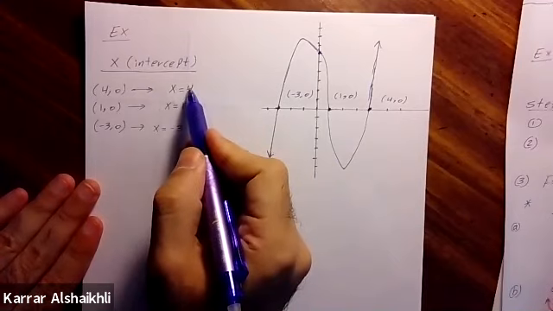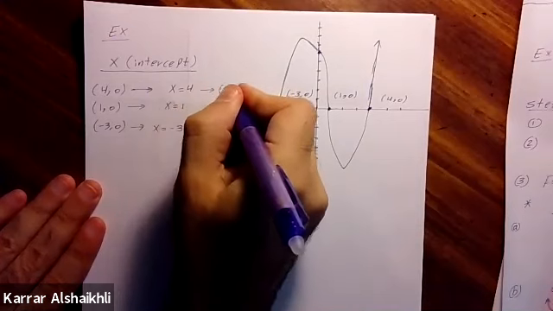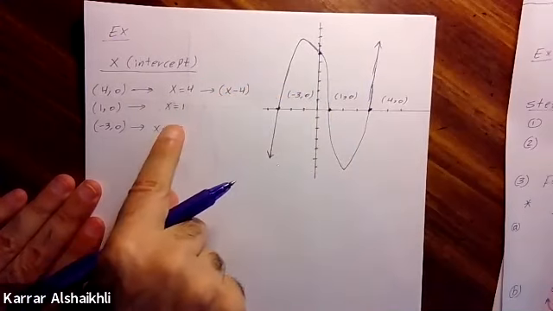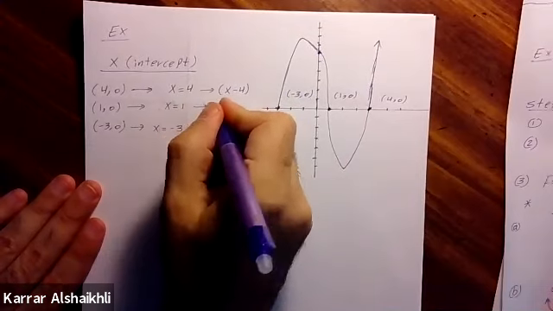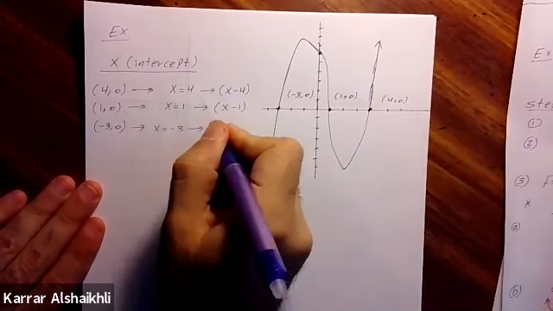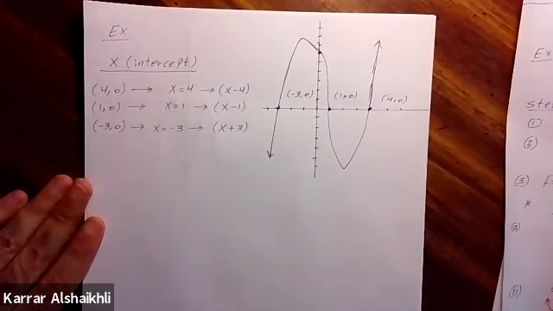Now I'm going to bring the 4 to the other side. Just change the sign. So it's going to be x minus 4. The same thing here, I'm going to bring it back as x minus 1. Here, I'm going to bring it back as x plus 3. I'm done with the x-intercepts.